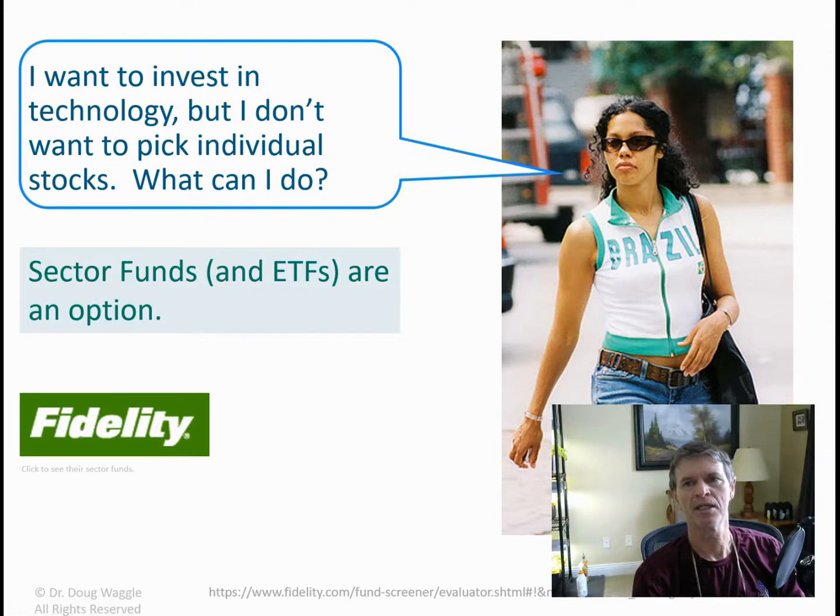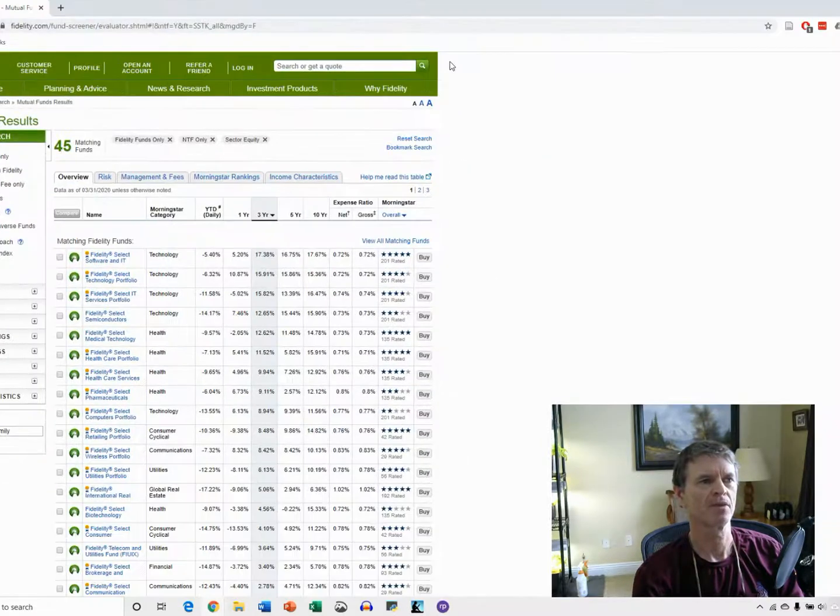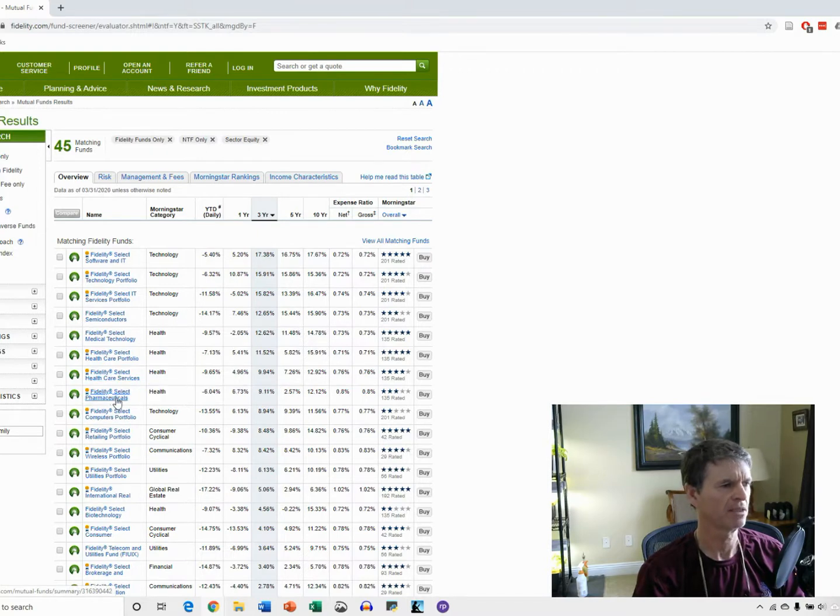One fund family that has a lot of sector funds is Fidelity. I'll show you the problem with some of these though. Fidelity has a software and IT fund. They've got a technology fund, an IT services fund, a medical fund, a healthcare fund, select healthcare. They've got a computers portfolio, retailing portfolio, wireless portfolio, utilities, and on and on. So they've got 45 of these different sector funds. You don't have to pick winners. You can have your fund manager try to pick them for you.